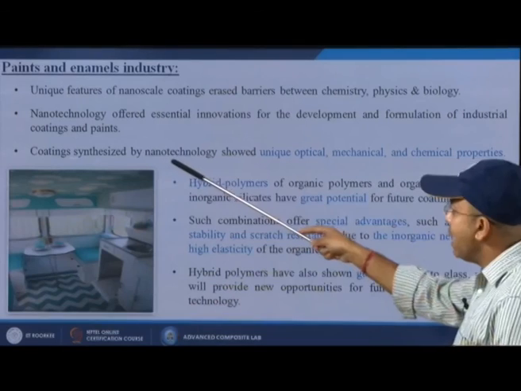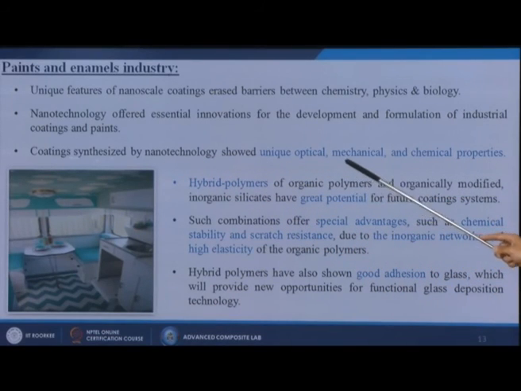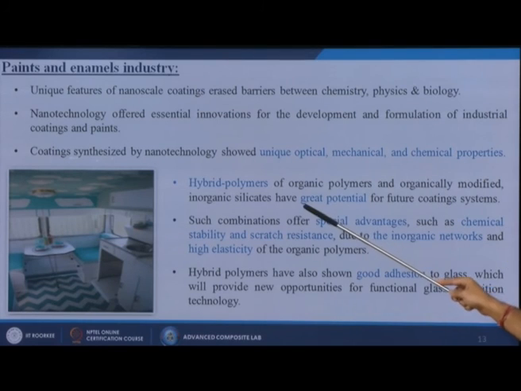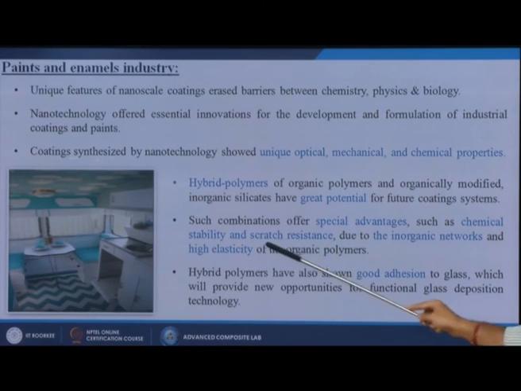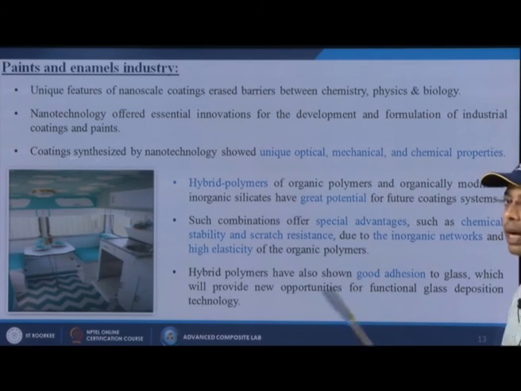Coatings synthesized by nanotechnology showed unique optical, mechanical and chemical properties. Hybrid polymers of organic polymers and organically modified inorganic silicates have great potential for future coating systems. Such combinations offer special advantages such as chemical stability and scratch resistance due to the inorganic networks, and high elasticity due to the organic polymers. So as I told already, if you watch television, you can find that when they give some kind of advertisement about paint, they talk about some kind of polymer attached with the paint.